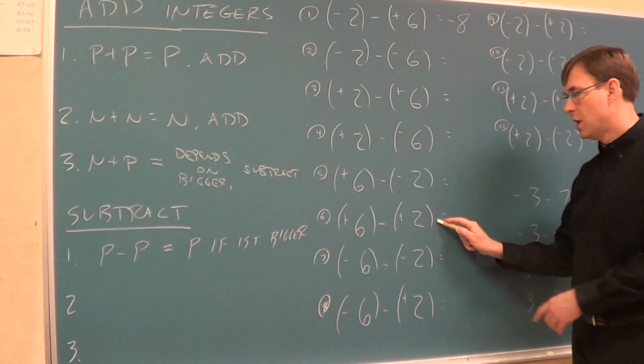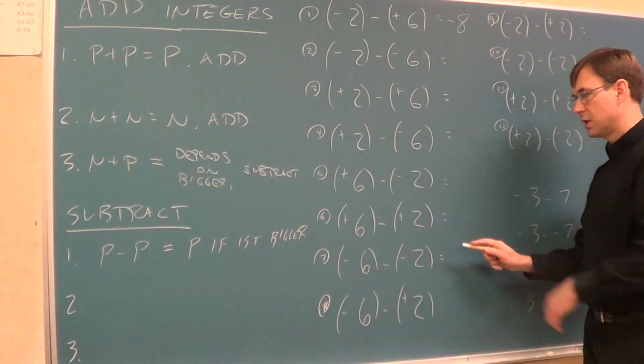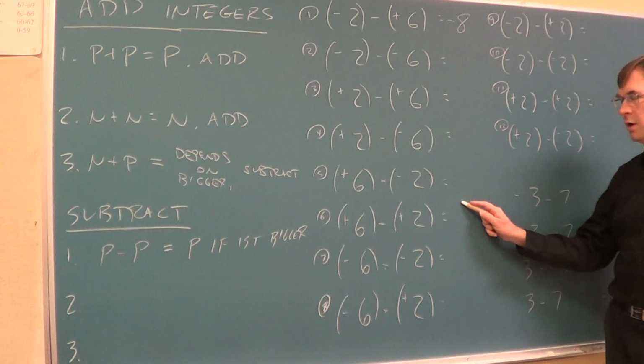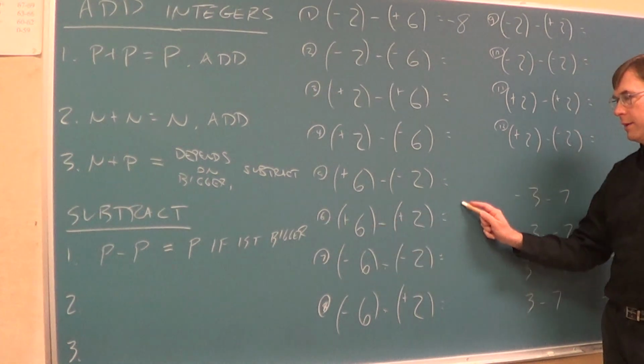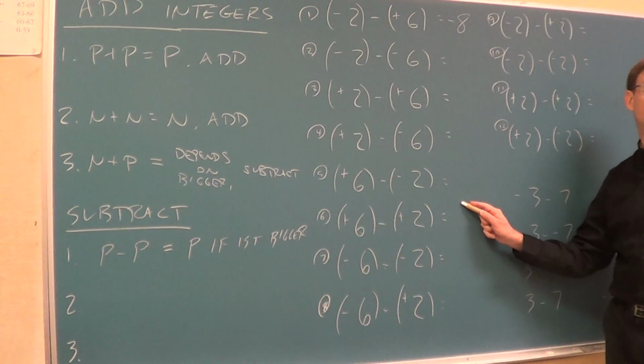6. So positive minus positive, this is either going to be 4 or it's going to be negative 4. It depends on who's bigger. Since the first number was bigger, is that a 4 or a negative 4? That is a 4.